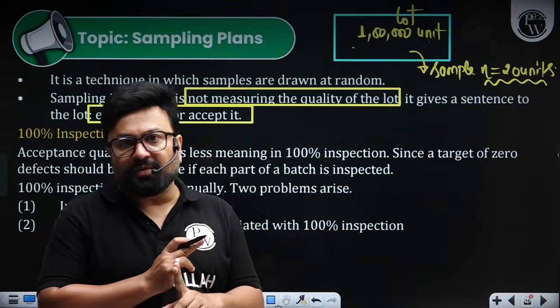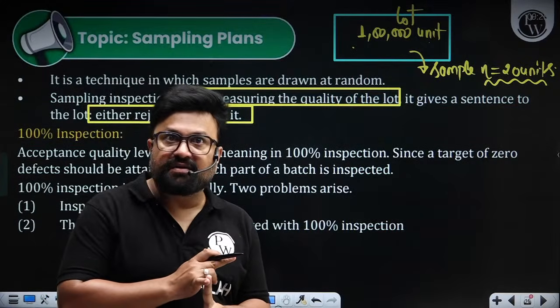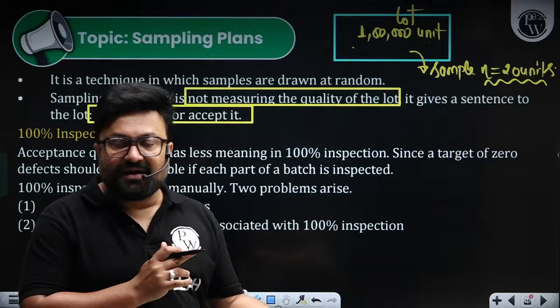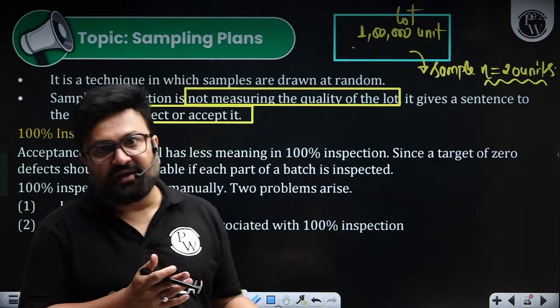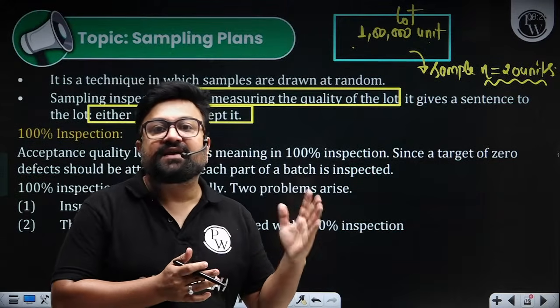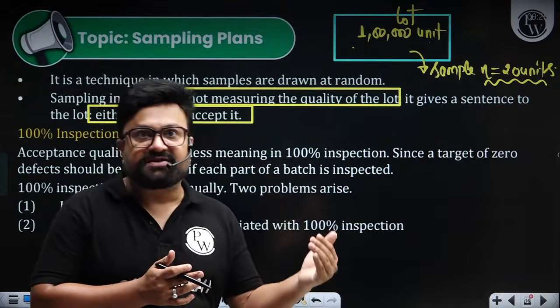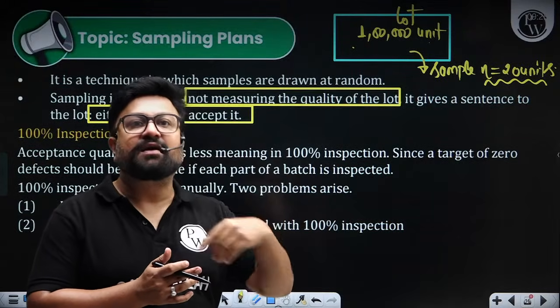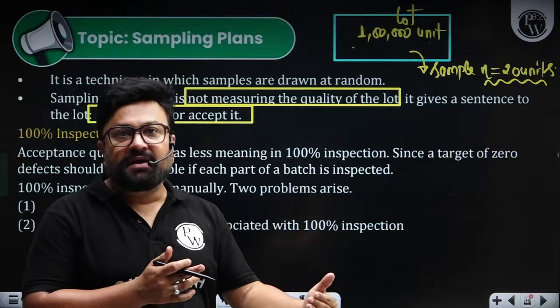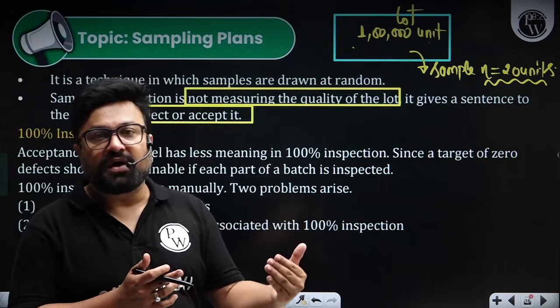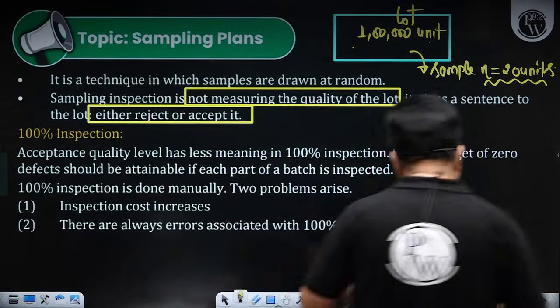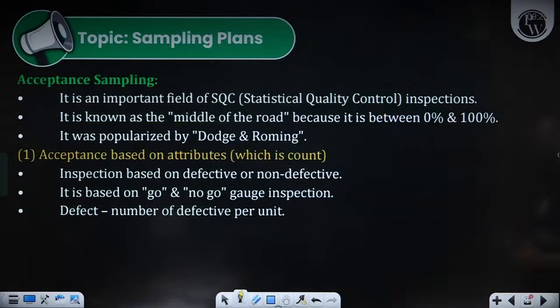But there will be two problems. Inspection becomes costly, even if you do it by machine. And there is always error associated with 100% inspection. If you do the same work back to back, there is a chance that you will make a mistake.